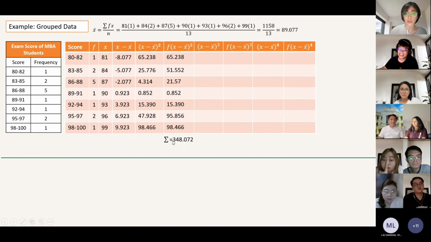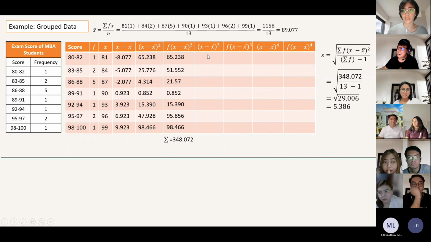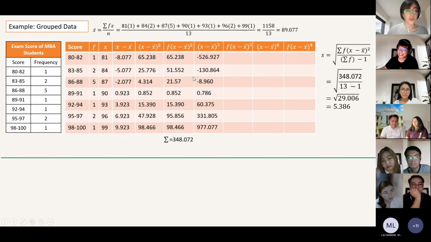So, ang summation is equals to 348.072. So, dito na tayo sa ating 7 to 10 column. So, for the 7th column, x minus mean raised to 3, ang gagawin lang natin is itong si 4th column natin, yung value, i-raise lang natin to third power. So, ang makukuha natin is negative 526.927. Then, yung for the second row, ang makukuha naman natin is negative 130.864. Then, for the other rows, pre-computed na siya.